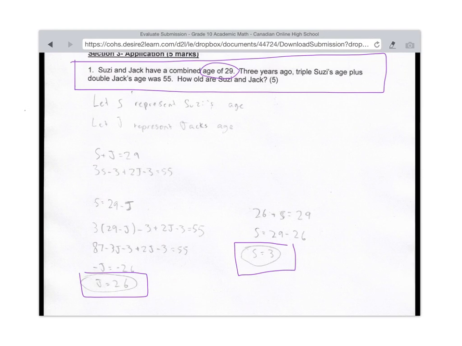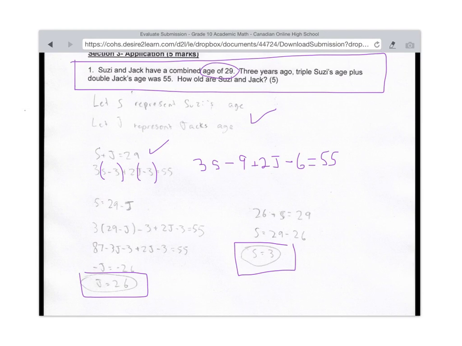Where you went wrong, you did this correctly. The first equation was correct. Where you went wrong was you forgot to put in brackets because her age 3 years ago is S minus 3. It's 3 less than S, which is her age now. His age 3 years ago is J minus 3, 3 years less than what he is now. So if we take this equation and we expand it and simplify before we try to do some solving here, we get 3S minus 9 plus 2J minus 6 equals 55.